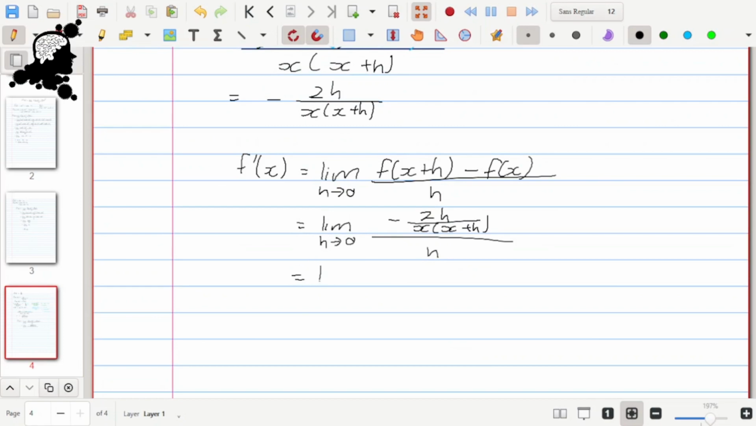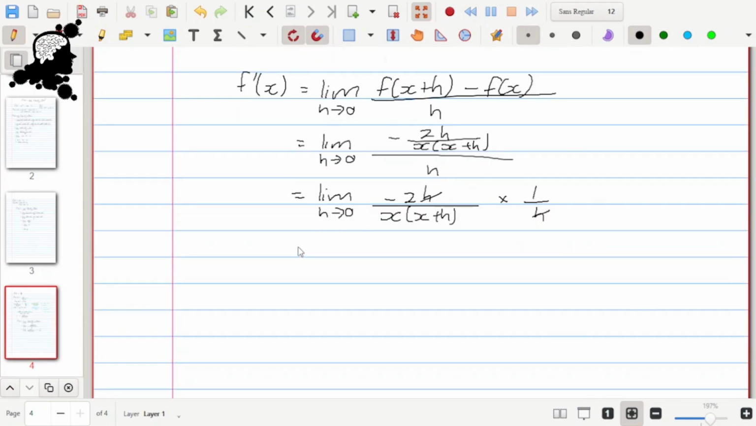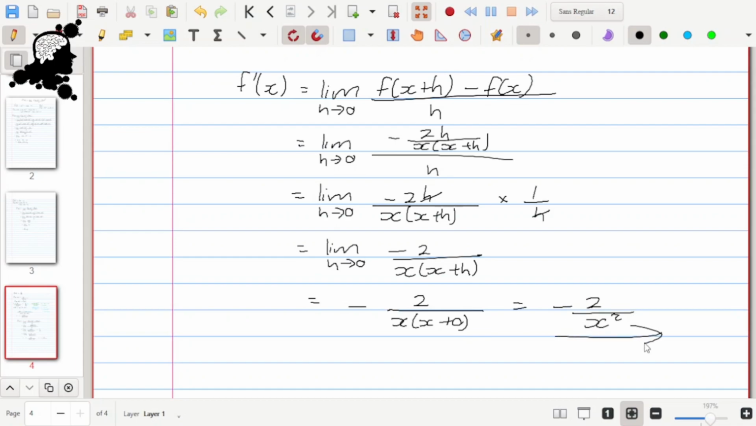So what we can do is clarify this fraction over fraction story. This is going to be negative 2h divided by x into x plus h, multiplied by 1 over h. You will see that the h's will cancel out, and what we remain with is the limit as h approaches 0 of negative 2 over x into x plus h. We can now substitute h is equals to 0. We will get negative 2 over x into x plus 0, which is just going to give us negative 2 over x squared. This would be our derivative.